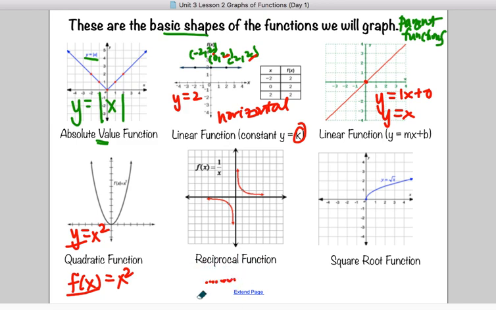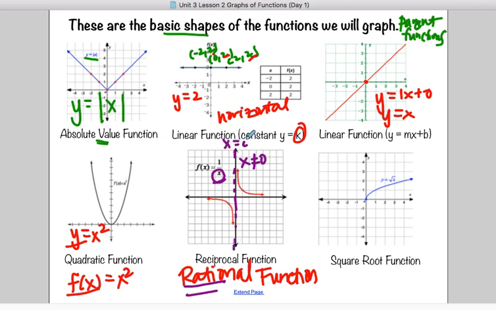And the reason it's called rational, we got to remember rational is ratio, which means fraction, so 1 over x. And with this function, we have talked about domain, and we know that our denominator cannot equal 0. So graphically, at x equals 0, there is an asymptote, and the curves will never touch it.